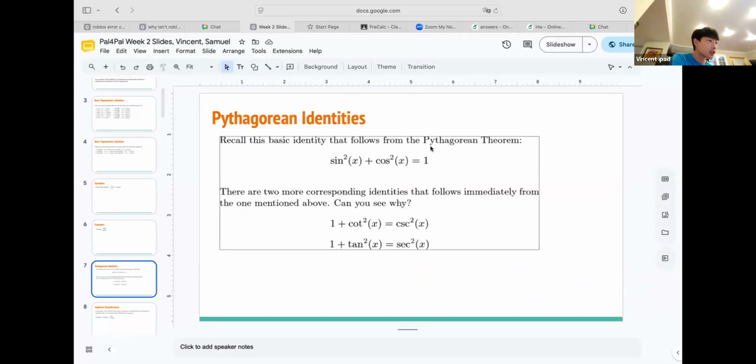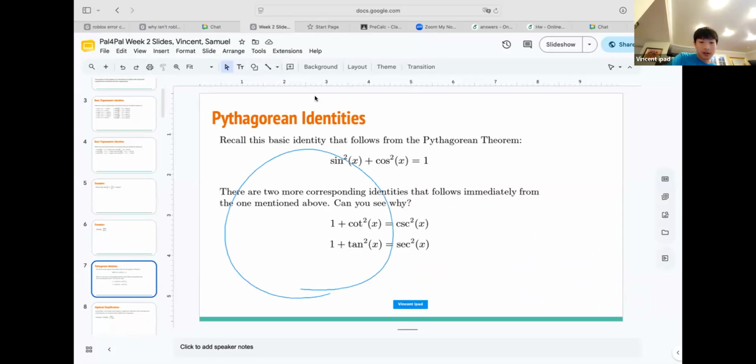Okay, Pythagorean identities. This basically follows from the Pythagorean theorem. If you want to know why, draw a unit circle again. Sine x is going to be the y, cosine x is going to be the x. And this is a unit circle, so the hypotenuse is 1, just do the Pythagorean theorem. These can also follow from this. Does anyone know why?